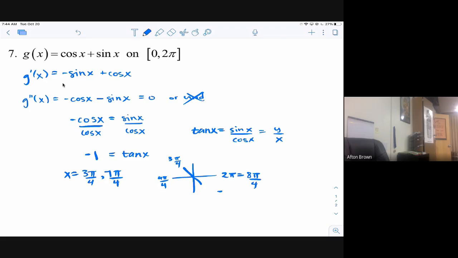What are these values that we just found? Possible points of inflection. Perfect. We don't know if they're a point of inflection. What is a point of inflection? Changes concavity. Good. The point where it changes concavity.